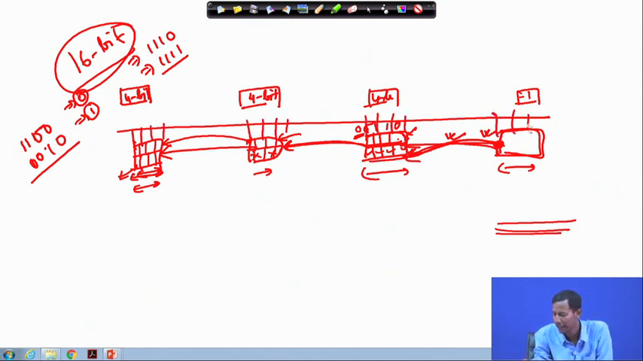So, in a ripple carry adder, where is the problem? Unless I get the carry input over here, I cannot start this operation. Again, unless I get the carry over here, I cannot start this operation. But here, from the beginning, we know that the carry input is a binary signal, so it will have either 0 or 1.